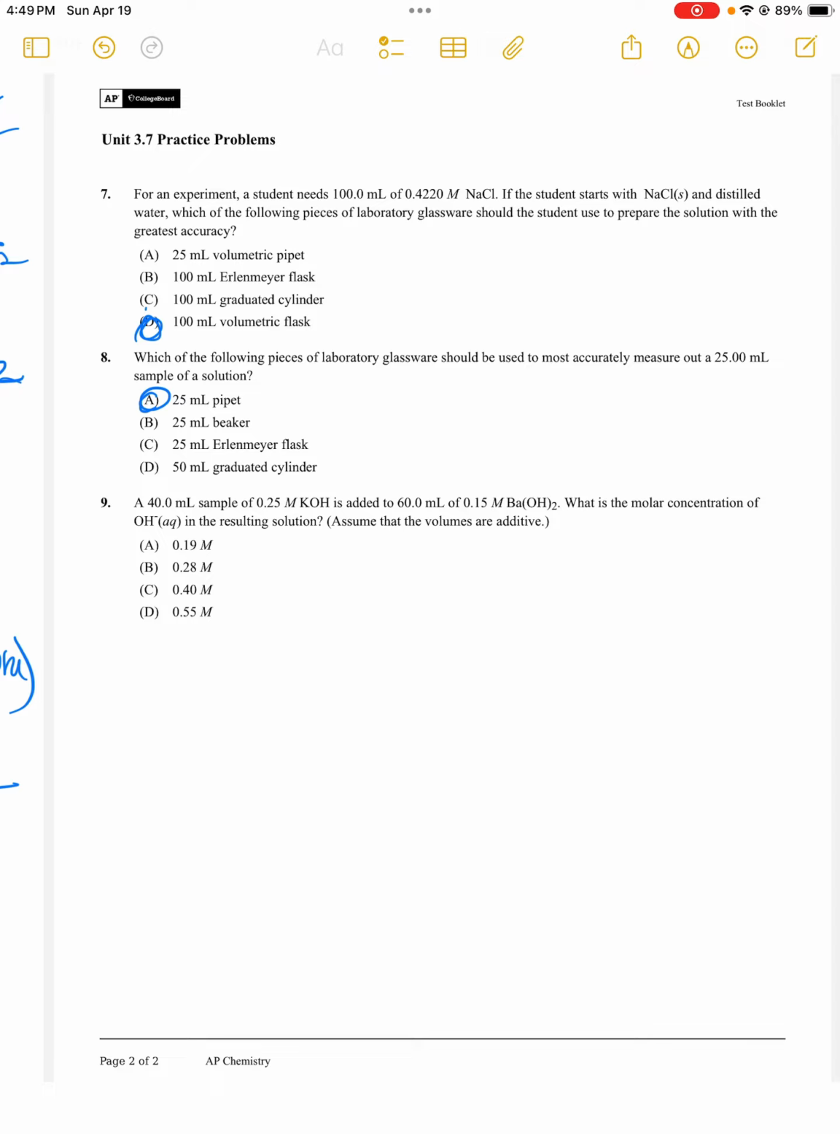You would use a pipette. Now, this is not like the little plastic eyedropper thing. It's a glass pipette. If you want to see it, ask me in class.